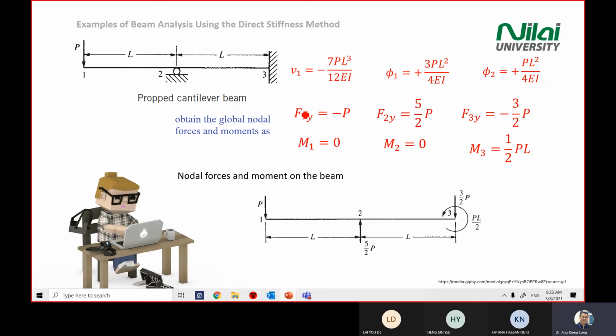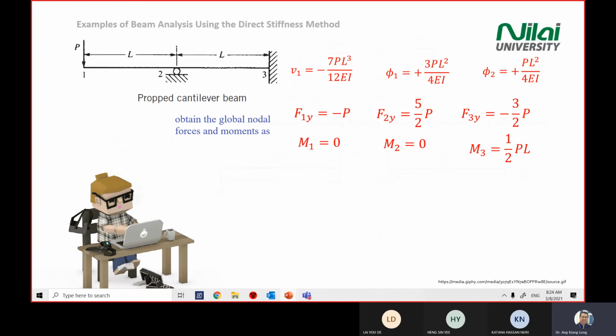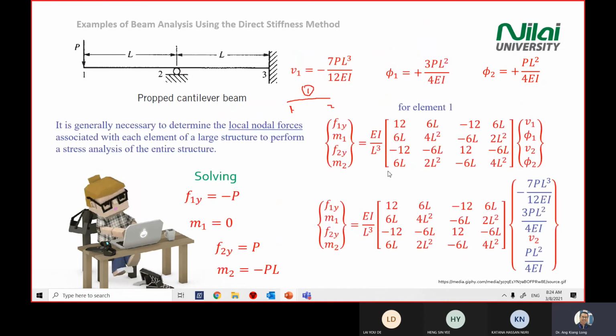So you see that this is a capital F1 equal to a negative P. So you just draw the P going down, and then there's no moment at point 1. F2 is also the same, positive going up. There's no moment at point 2, and then there's a negative sign of force in point number 3 going down, and positive is meaning anti-clockwise.